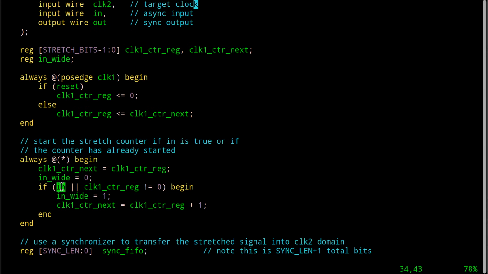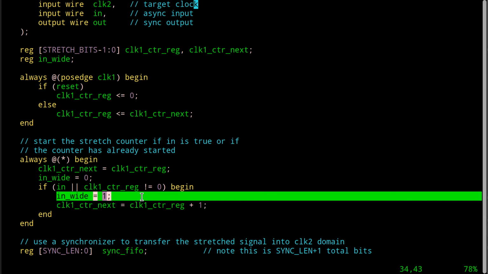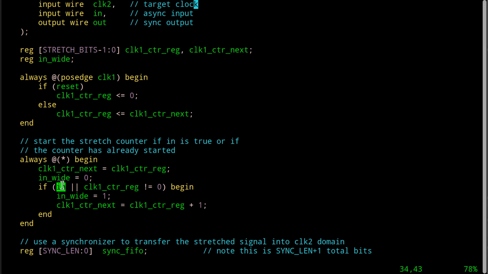So what I'm going to say is if the input is high or my clock counter register is nonzero, that's an OR. If the input is high, then go ahead and set the wide value. Why? Because it's going to track the input. But remember, the input could go 0 again very soon. But we know that the input in clock domain 1, which is running our circuit here, will be exactly 1 period long of this clock. So I know that this will stay true until the counter register advances. So if the input is true or the counter has already moved on from 0 to 1, I'm going to set the wide version to 1, and I'll advance the counter.